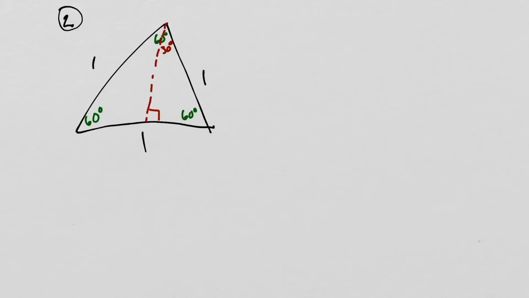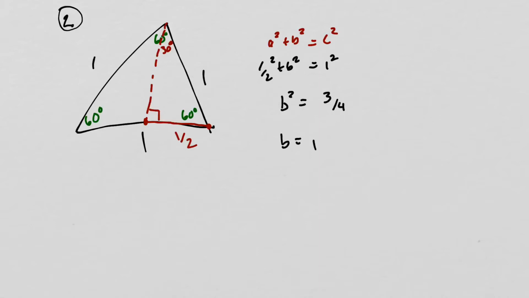Since we split the base of our equilateral triangle in half, this length here is 1/2. And again, we can find the length of the final side by using the Pythagorean theorem. So we'll have a squared plus b squared is equal to c squared. In this case, c squared is 1, a squared is 1/2, and we're trying to solve for b squared, which means b squared is equal to 3 divided by 4, and then b is the square root of 3 divided by 4, which is the square root of 3 divided by 2.